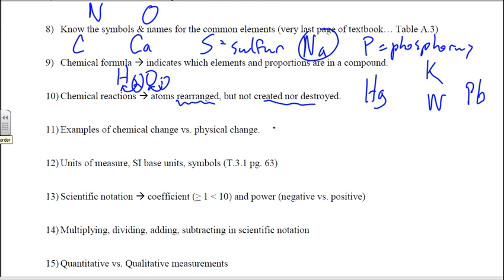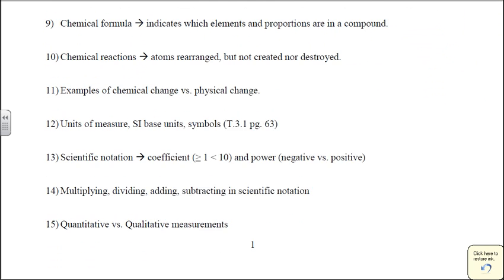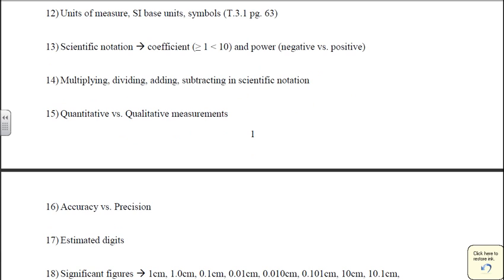And then number 12, the units of measure, SI base units. There is a table with the symbols and everything that I have listed for you. You want to make sure you go look at that table. So we're looking at number 12 here. So SI base units and the symbols and all that. There's a couple odd ones, like what's the SI base unit for the amount of substance or how much stuff you have? It's the mole.